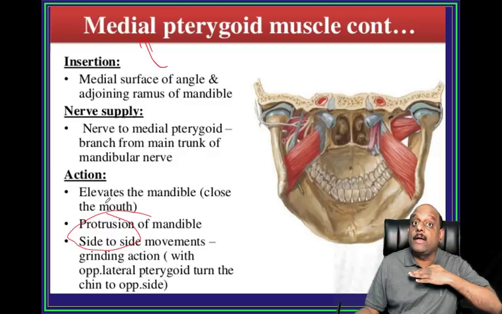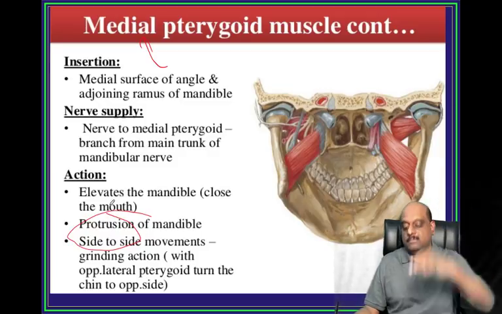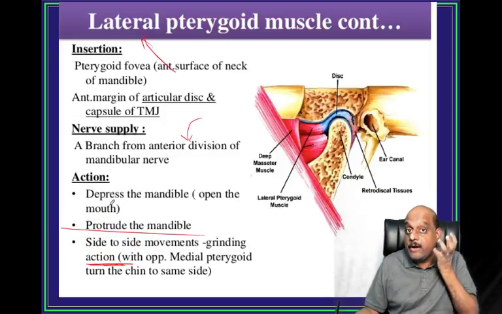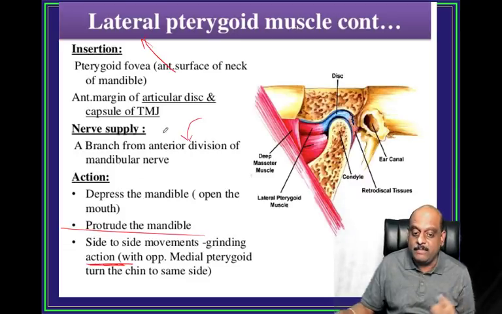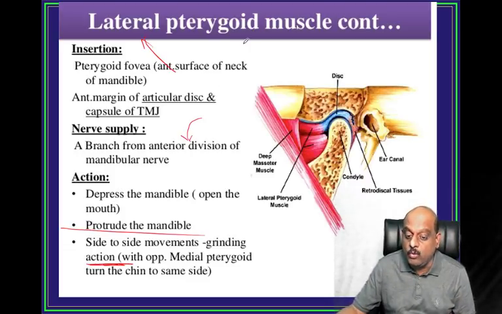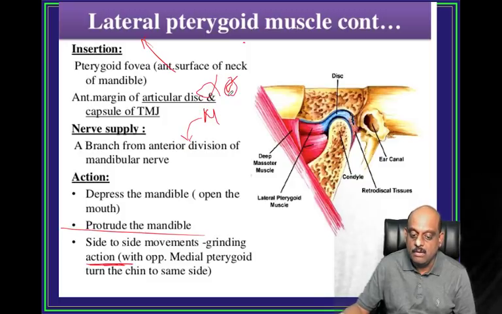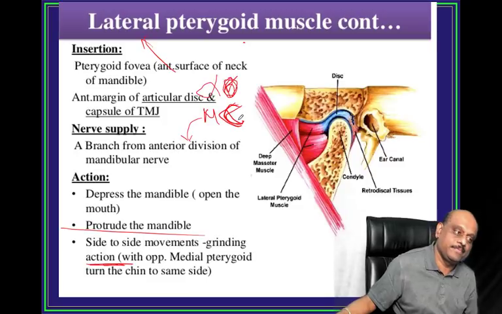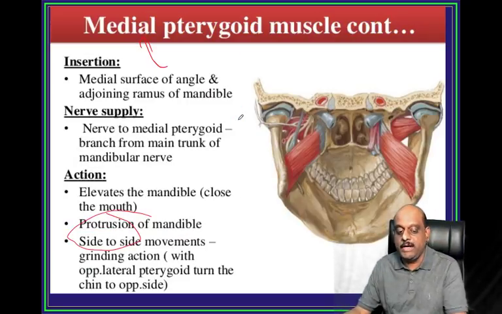But medial pterygoid elevates the mandible, whereas lateral pterygoid depresses the mandible. So lateral opens your mouth. Medial closes your mouth, right? So that's what you need to remember.